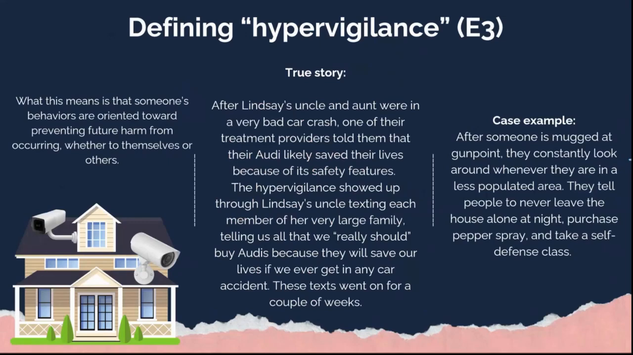Okay, so defining hypervigilance. To me, the more that I learn about PTSD and all of the symptoms, the actual definition of hypervigilance is that a person is very affectively reactive to trauma cues. But what we actually see is a different kind of behavior that is attached to hypervigilance. And this is really a person's responsive behavior that's oriented toward preventing future harm from occurring, so preventing future harm for themselves or for others.